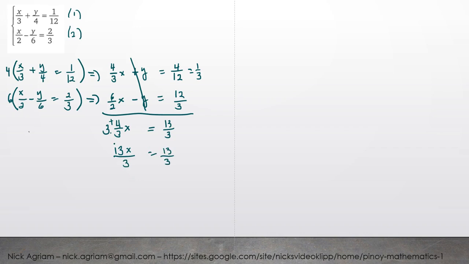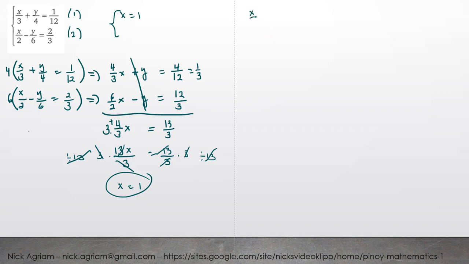As you can see now, if I'm going to multiply both sides of the equation by 3, now this is equal to 1. And if I'm going to divide both sides of the equation by 13, divide by 13 there, this one will become 1 also. So my x is equal to 1. So x is equal to 1. How about if we're going to eliminate x?